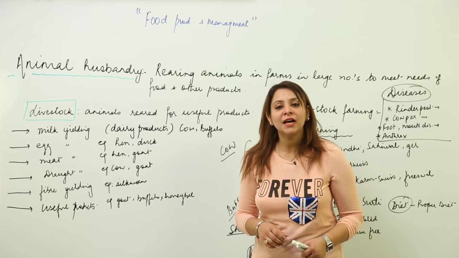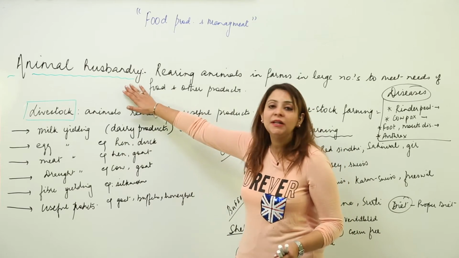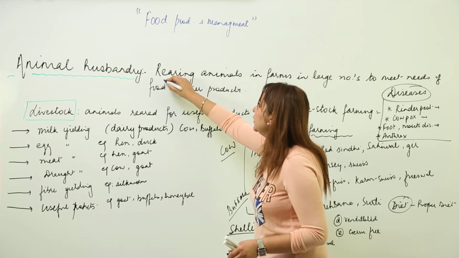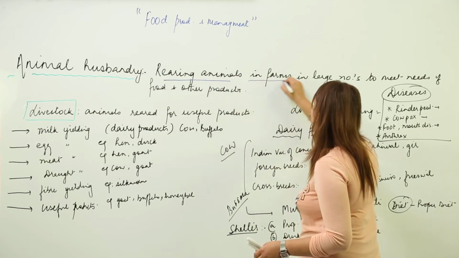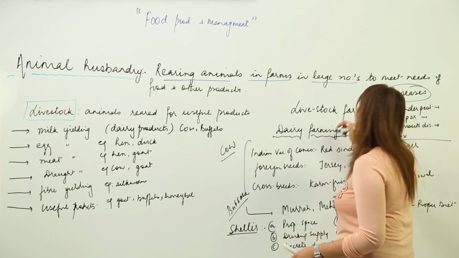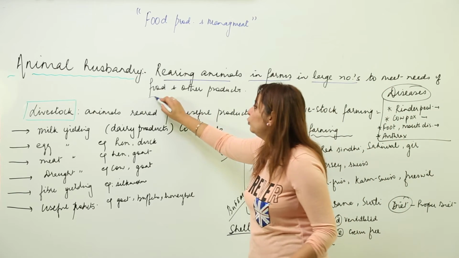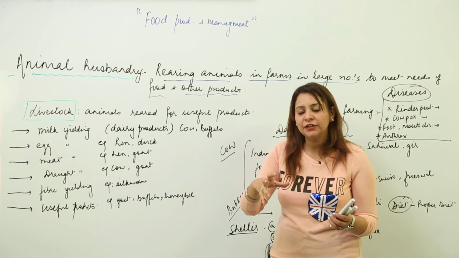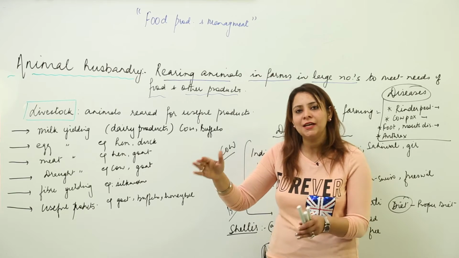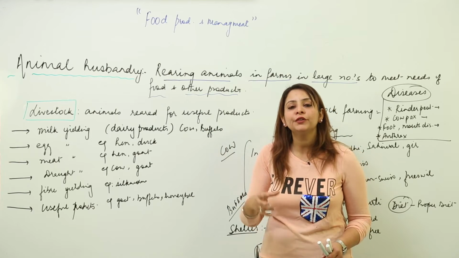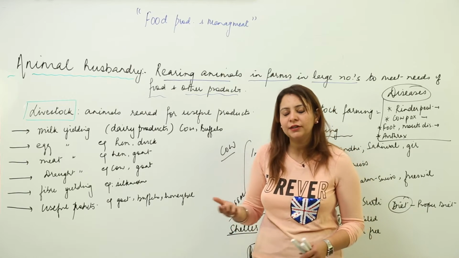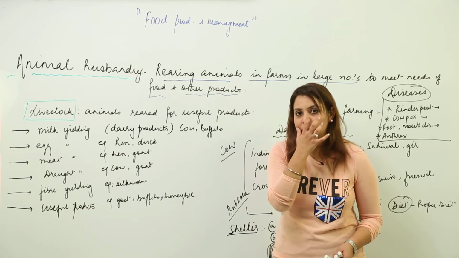Now we are going to start with a branch that is animal husbandry. Animal husbandry is a branch which deals with the rearing of animals in farms in large numbers to meet needs of food and other products. That means we rear animals on a large scale to have food or food products or fulfill our other needs. That is called animal husbandry.